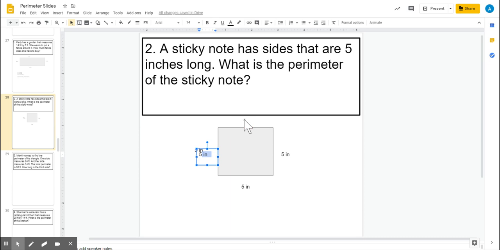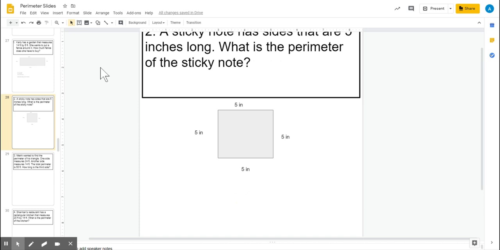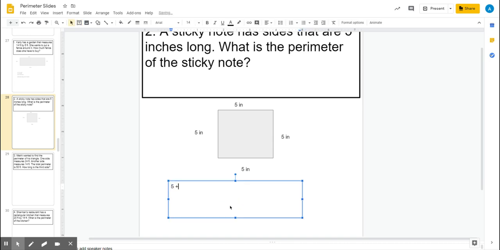Put one up here. Oops. All right, and I'm going to insert one more text box down here. And I'm going to say 5 plus 5 plus 5 plus 5 is equal to 20.